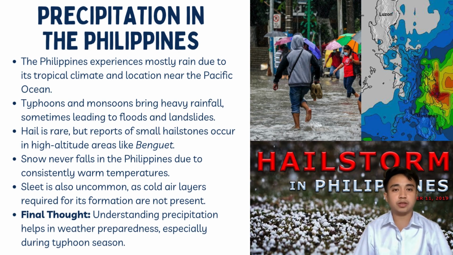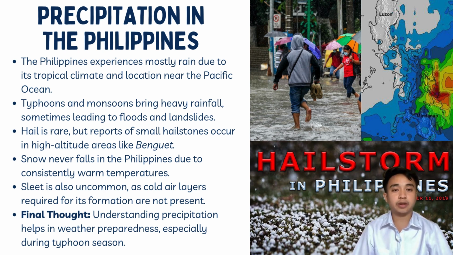Precipitation in the Philippines. In the Philippines, precipitation is primarily in the form of rain, due to the country's tropical climate and proximity to the Pacific Ocean. Typhoons and monsoons bring heavy rainfall, often leading to floods and landslides.